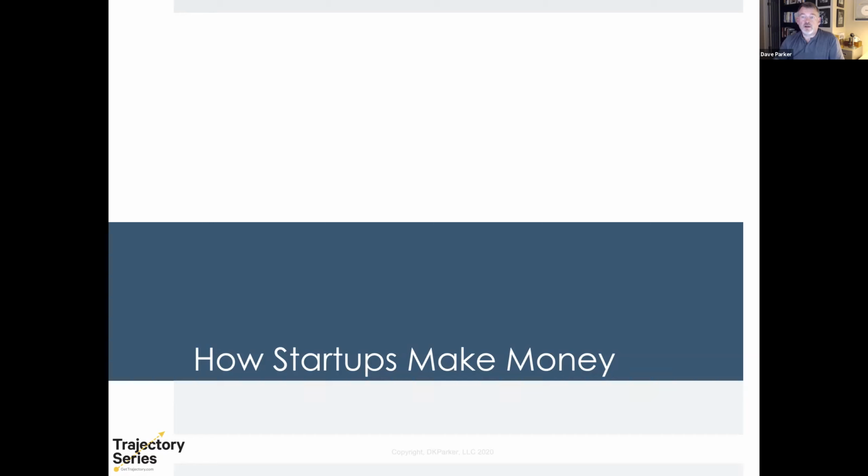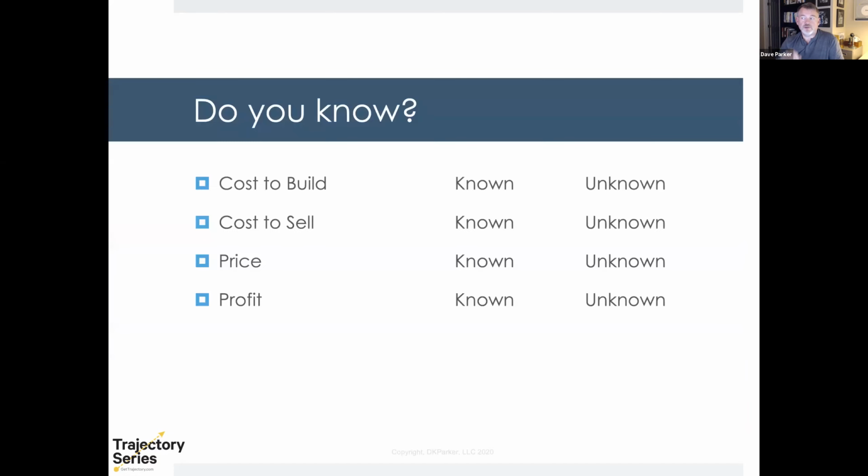But a revenue model basically helps you understand what's your cost to build the product, what's your cost to sell the product, what's your pricing, and ultimately what's your profit. So I'm going to walk you through those pieces today, so you can basically pick and choose what the pieces are.